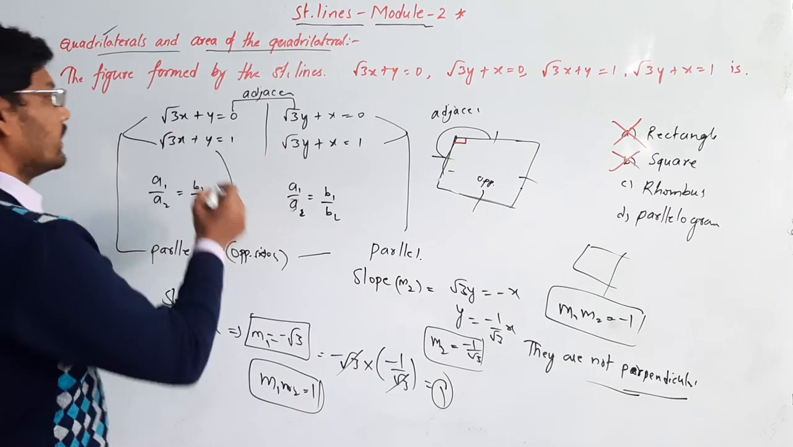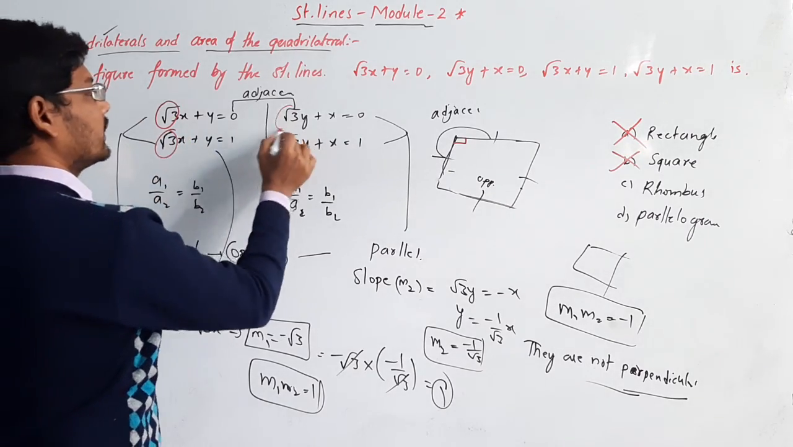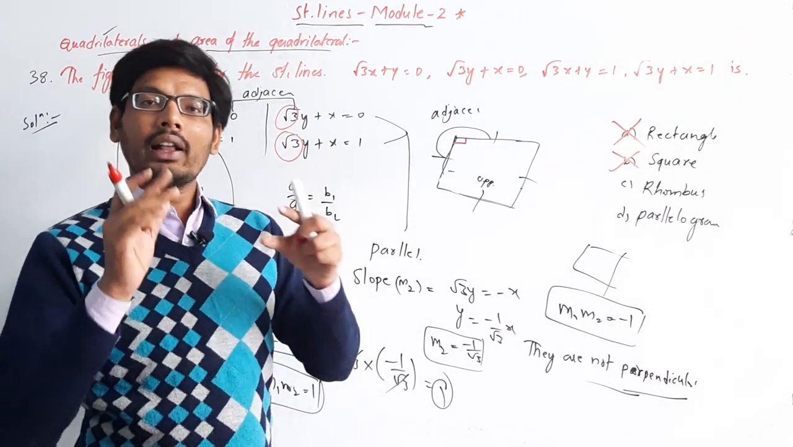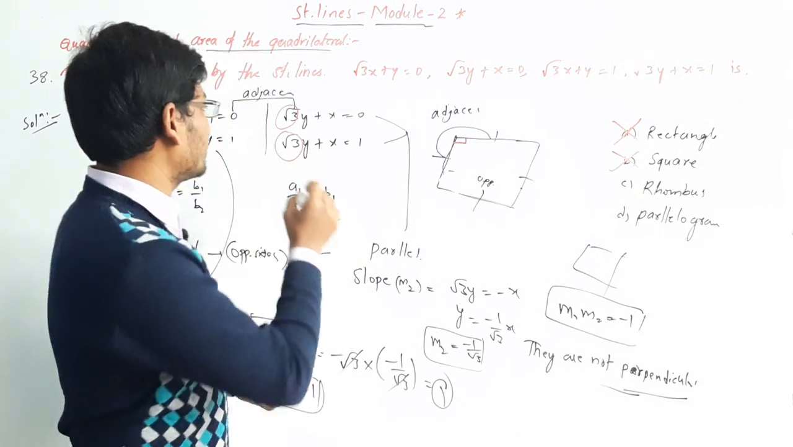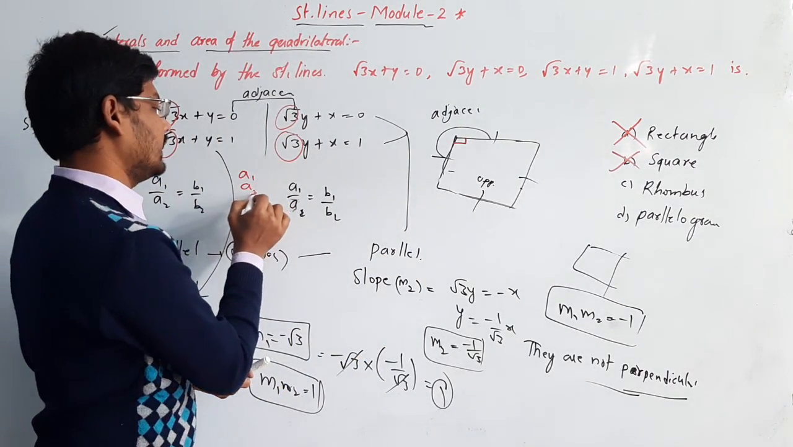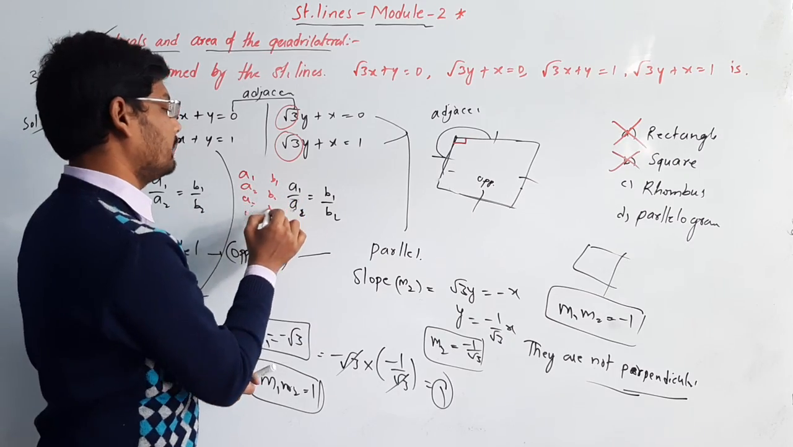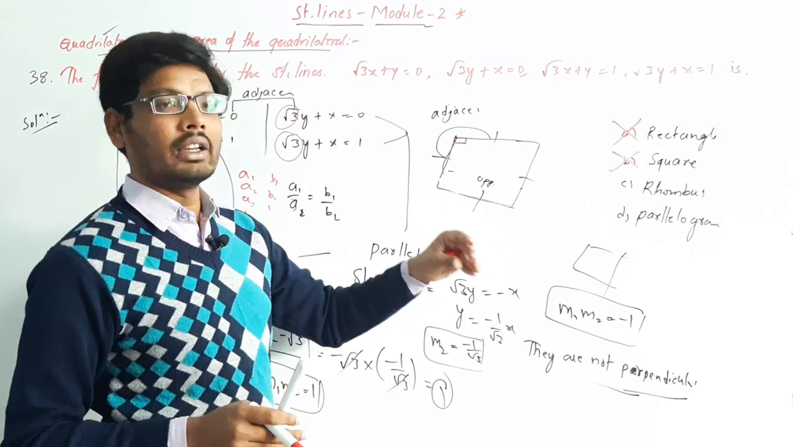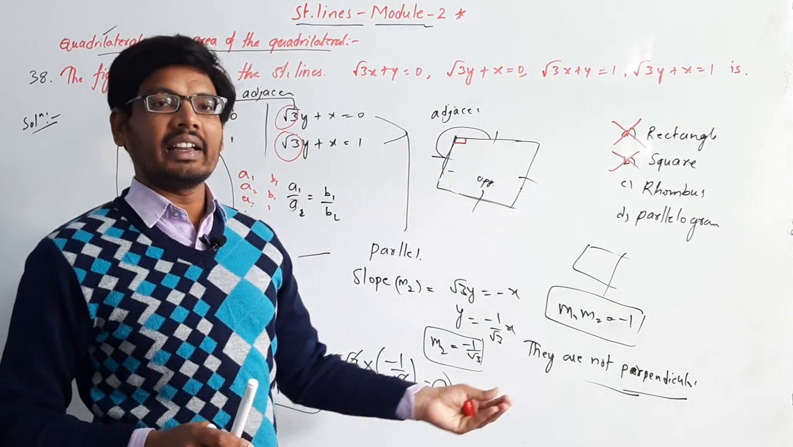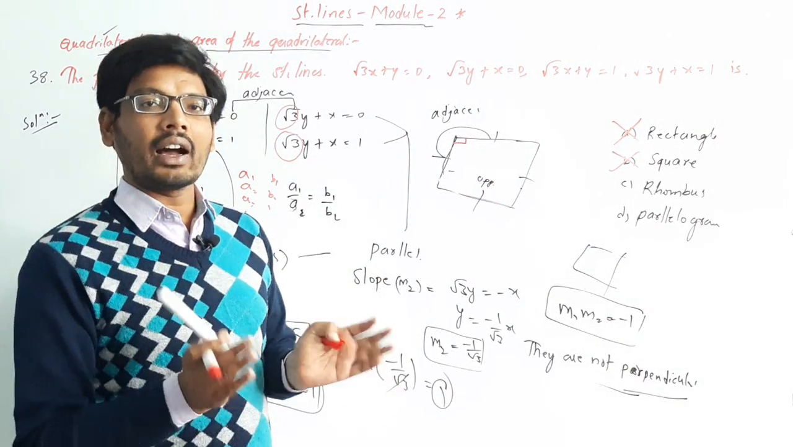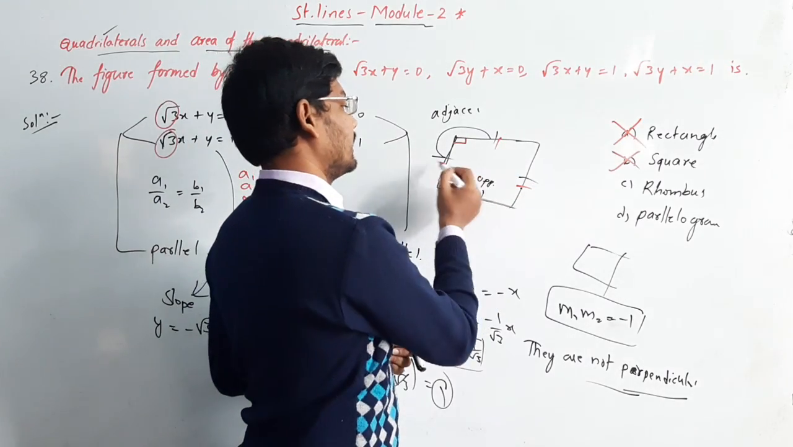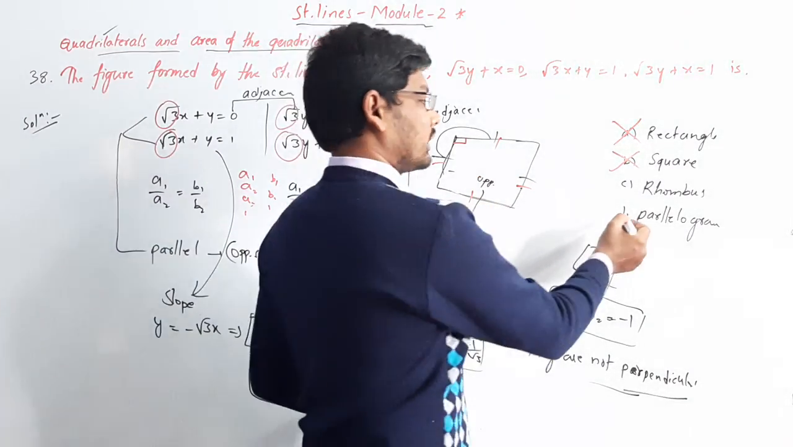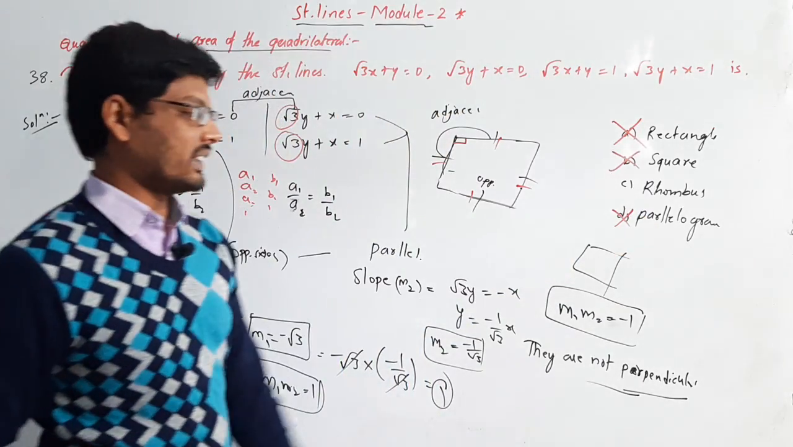And here A1, A2, A3, A4 all are equal. So it is having all the sides equal, A1, A2, A3, A4 and B1, B2, B3, B4. All four values of the four lines are equal. So that's why the quadrilateral is containing all sides equal. All sides equal is nothing but, so it may be a rhombus. So the answer is rhombus.